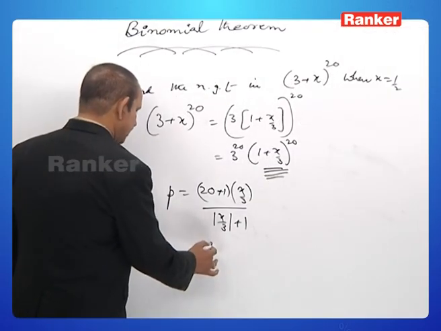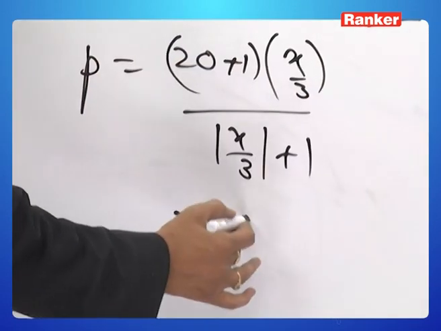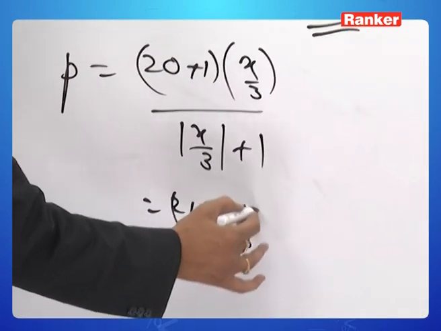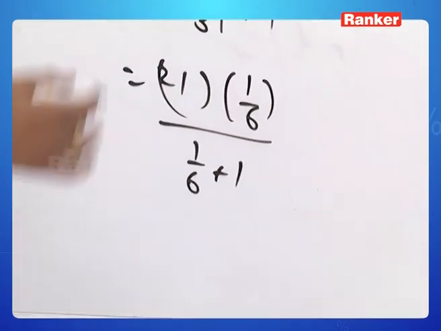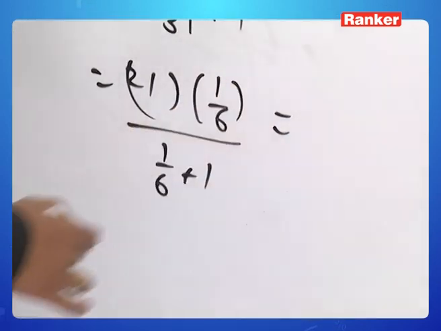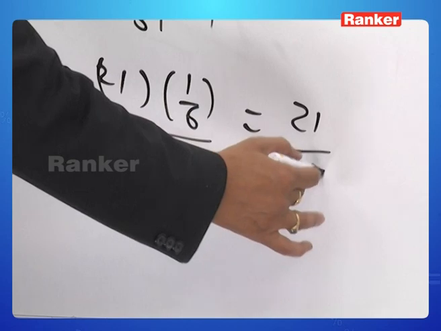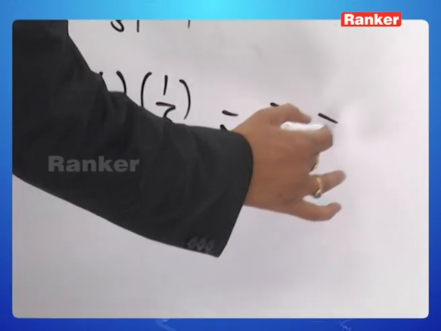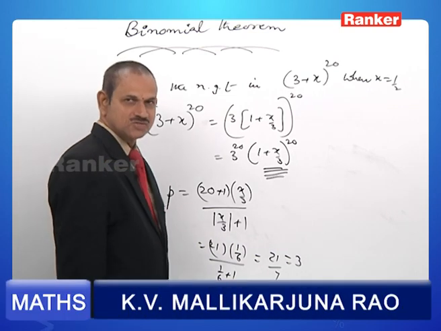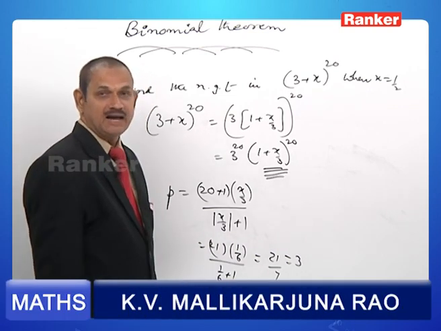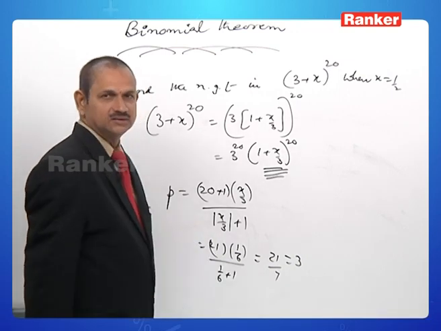This is equal to 21 into, what is x? 1 by 2. x by 3 is 1 by 6, by 1 by 6 plus 1. Multiply with 6 on both numerator and denominator. What do you have? 21 by 1 plus 6, it is 7. 21 by 7 is of course 3. Happy. Again we have the value of p as an integer.